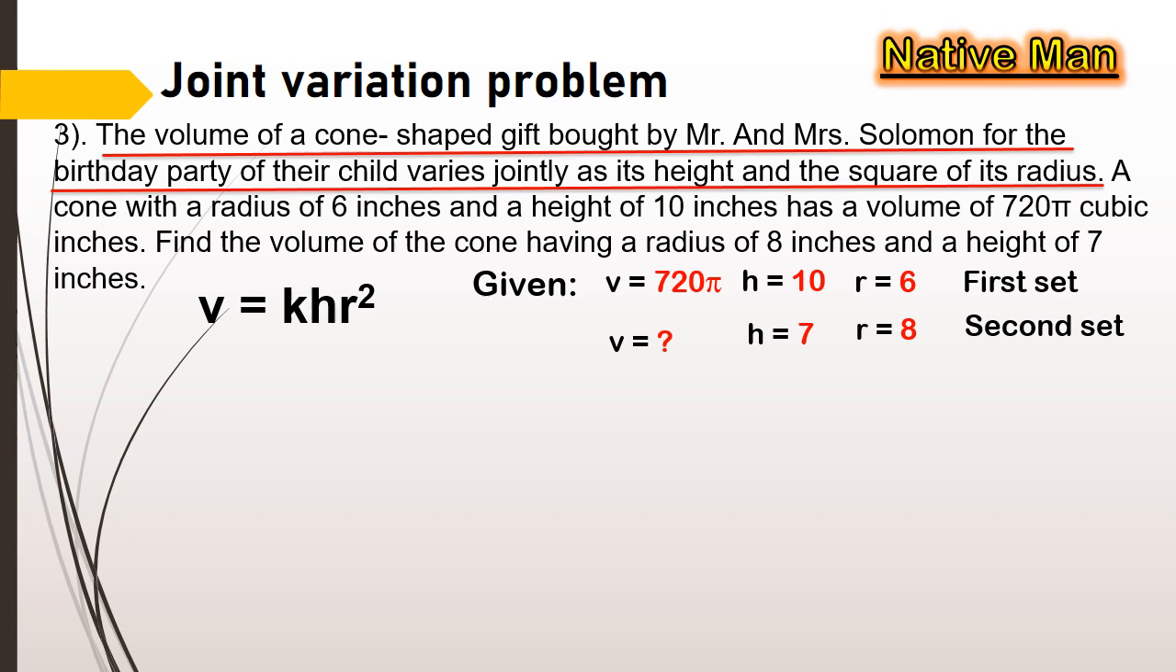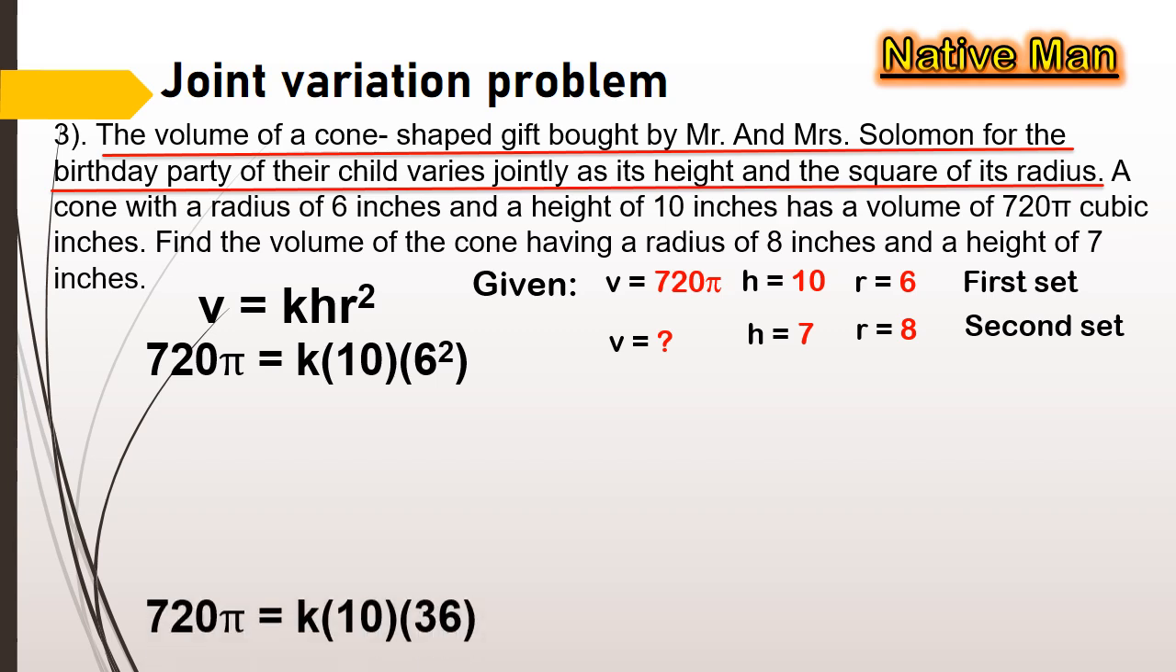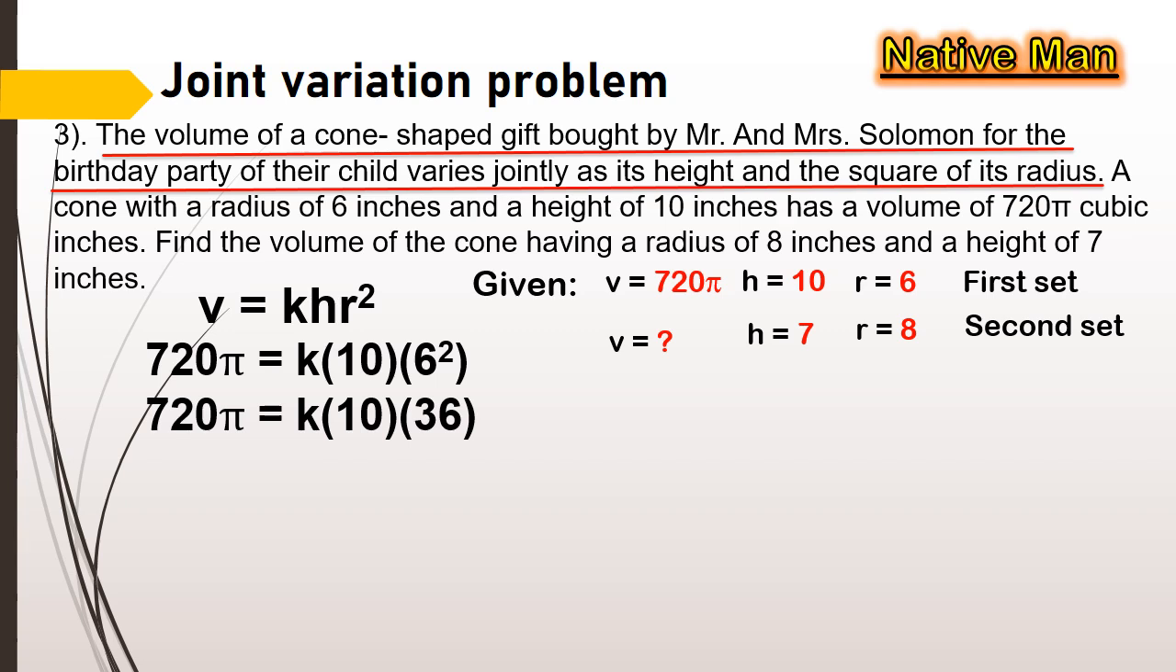Okay? Solve na natin yung constant of variation using the first set na given. So, V, 720 pi, is equal to K. H is 10 and R is 6. So 6 squared. Simplify natin yung 6 squared. Magiging 6 squared is equal to 36. So K times 10 times 36. So 10 times 36 is 360. So 720 pi is equal to K times 360.